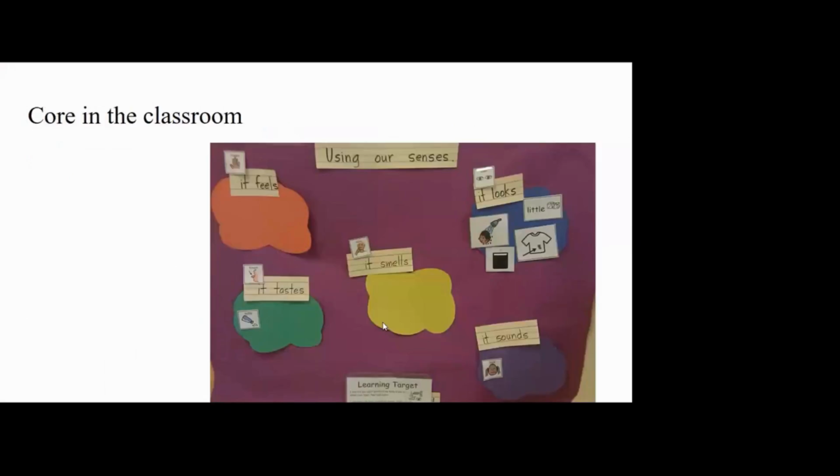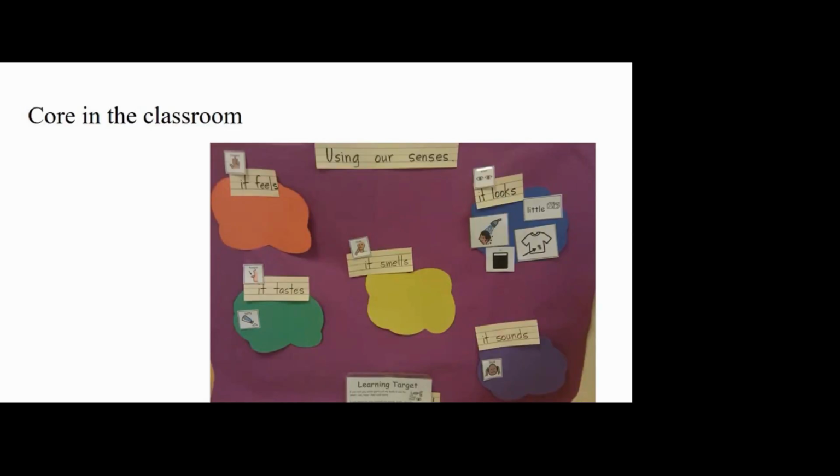I'm sorry, I didn't do this. Okay. So the same unit was called Using Our Senses. In this way, you can see the learning target down below. It says, I can tell you the parts of my body I use to smell, see, hear, feel, and taste. I say see twice. And then there's another learning target under there that I can't see. This was posted on our wall in the classroom. And so we would learn.